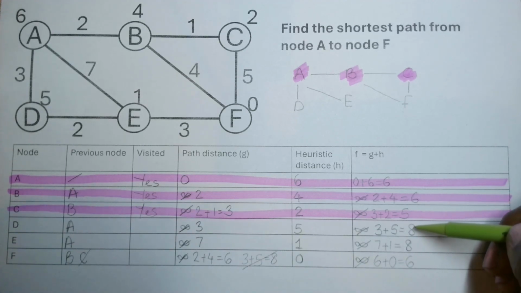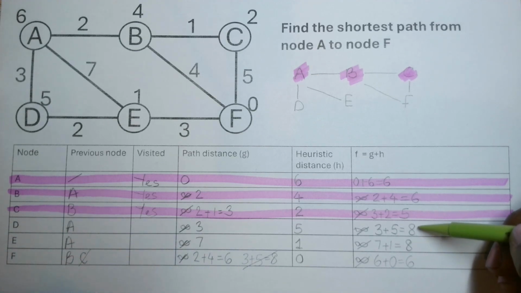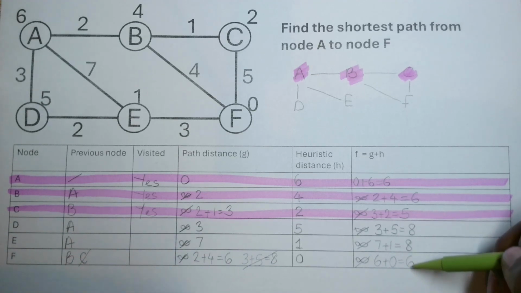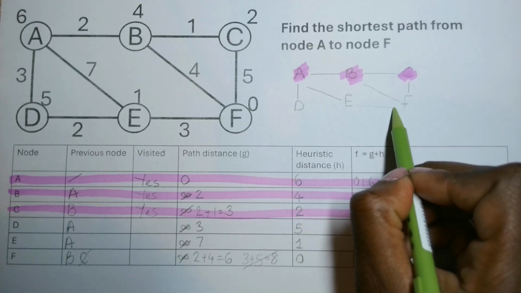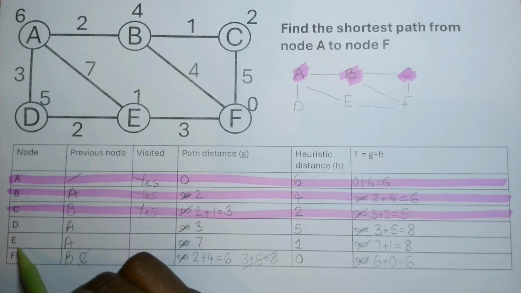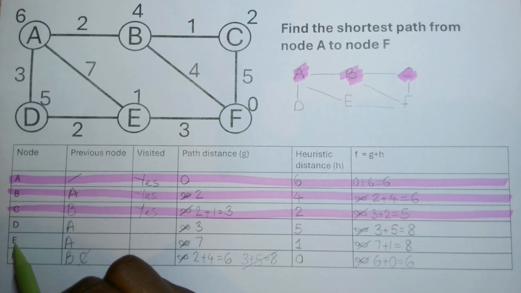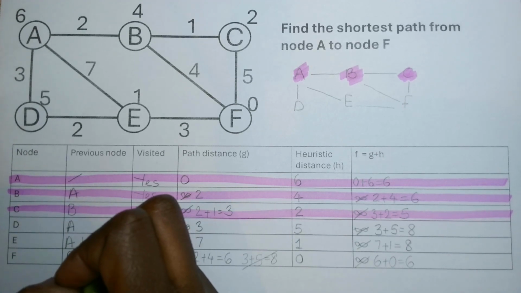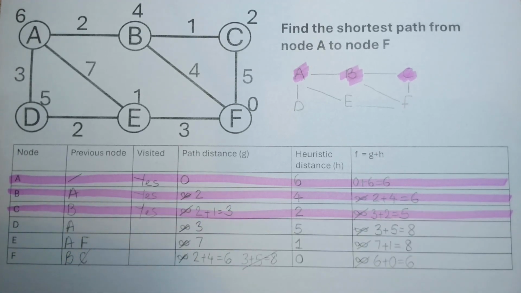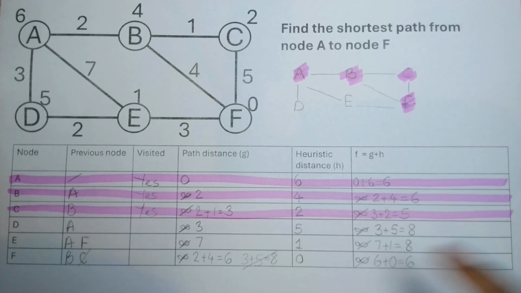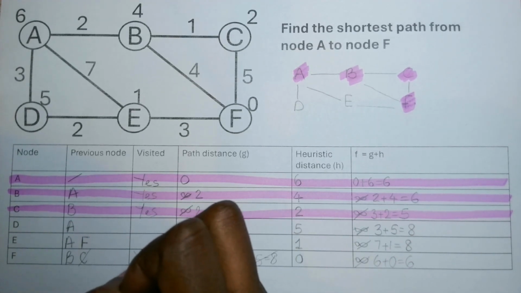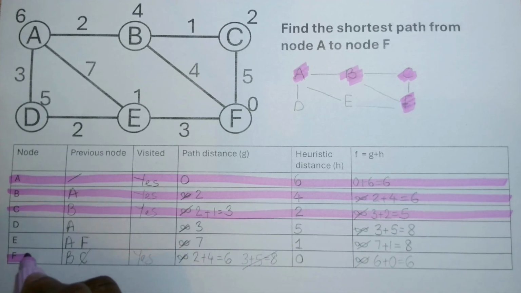Then we'll look and see which one is the smallest F score. The smallest F score is F. F is going to E. So F is going to E. We'll write it here for now. We say F has now been visited. Highlight this.